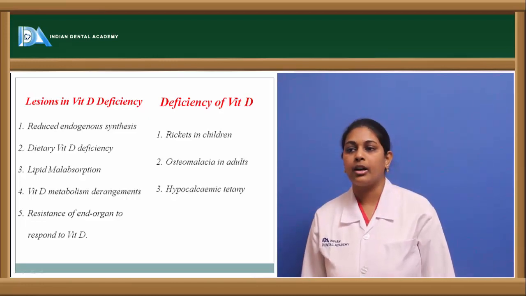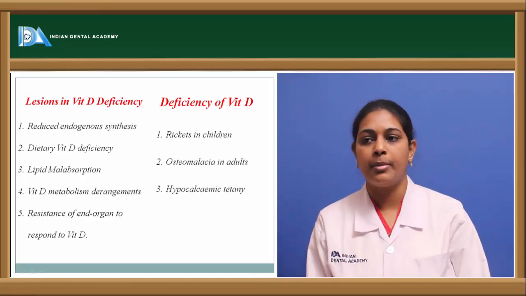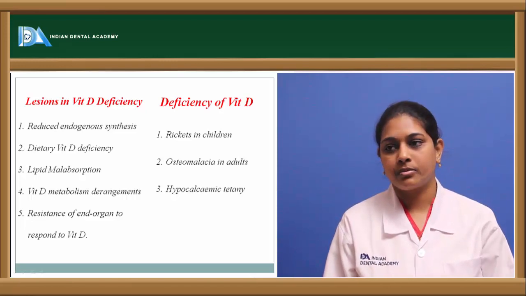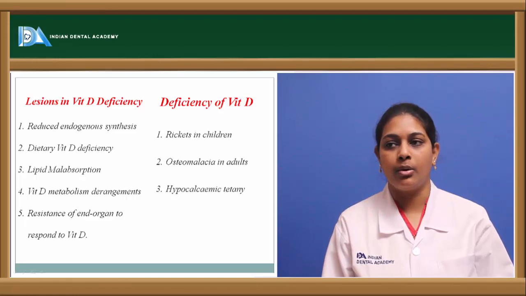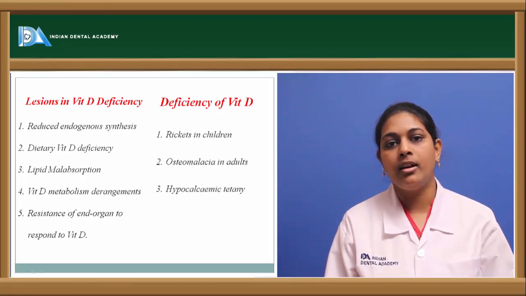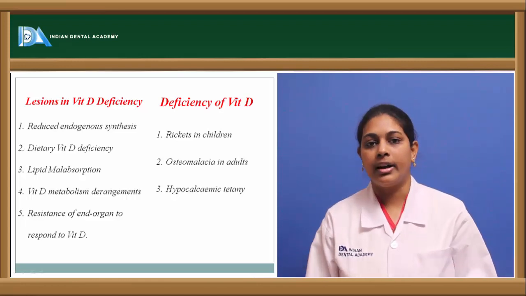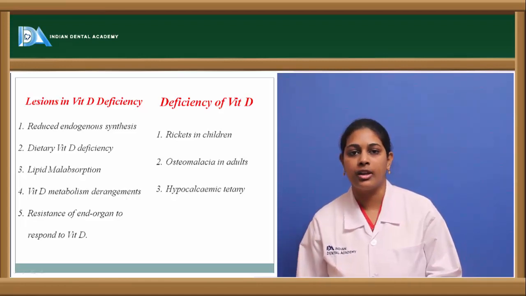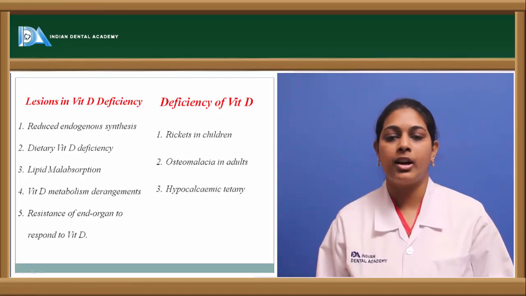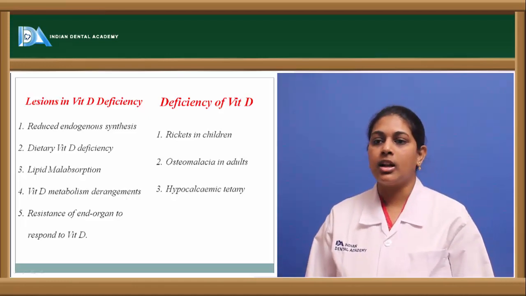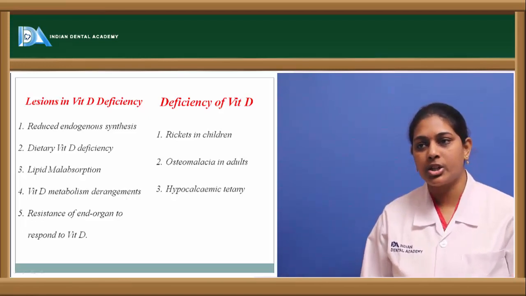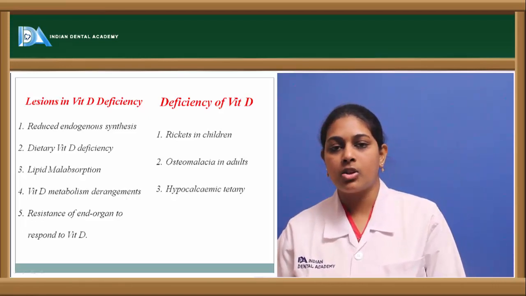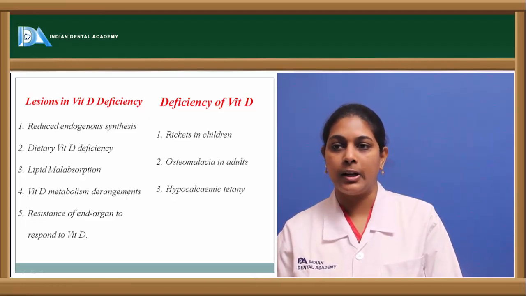Next are derangements of the vitamin D metabolism. In these patients, when vitamin D is insufficiently absorbed in the body, it shows derangement in the metabolism, which thereby affects bone mineralization and certain other anti-proliferative effects. The last lesion we see is resistance of the end organ to respond to vitamin D.